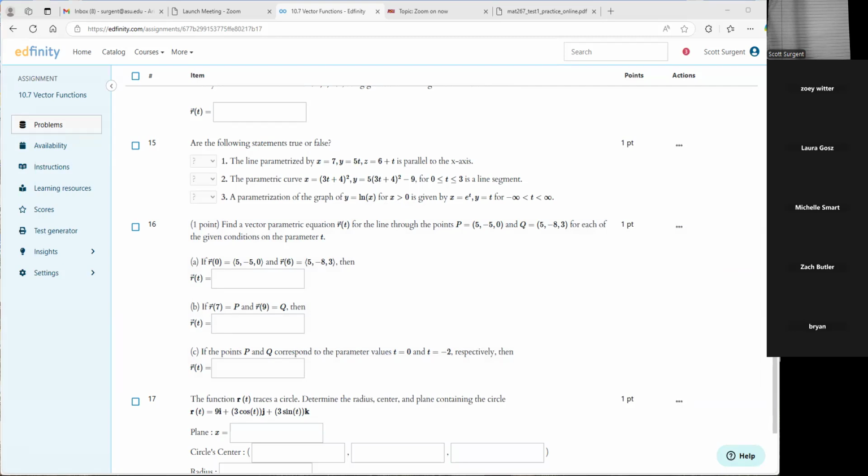Number 16. Find a vector parametric equation, R of t, for the line through the points. Okay. You know what? I'm gonna cheat slightly. I'm gonna show you something. Let me copy the first one. Now, the first one is from, we want R0 to be the first point, 5, -5, 0. And we want the second point, which is at 6, to be 5, -8, 3.